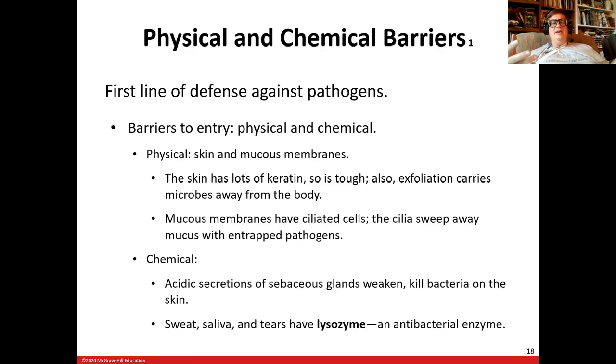And we have many, many, many layers of skin. Because it's stratified squamous epithelium, when the outer layer of skin sloughs off, any bacteria, any microbes sitting on the skin, come off too. The mucous membranes have cilia. They sweep away mucus with entrapped pathogens. An example of that would be inside your trachea, inside your windpipe.